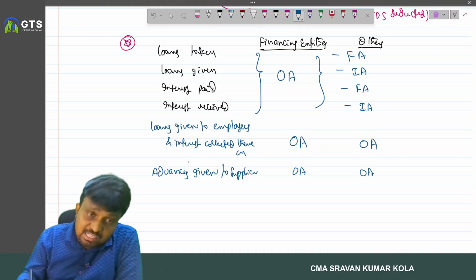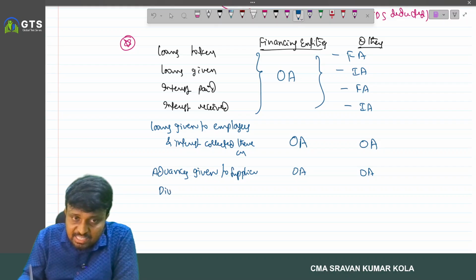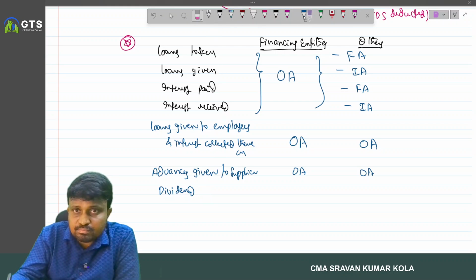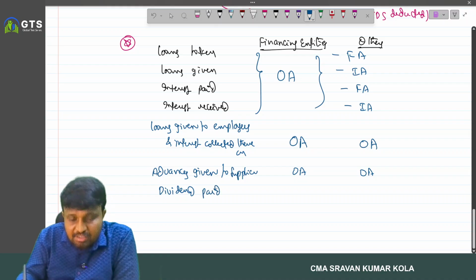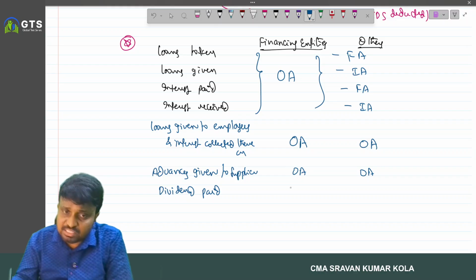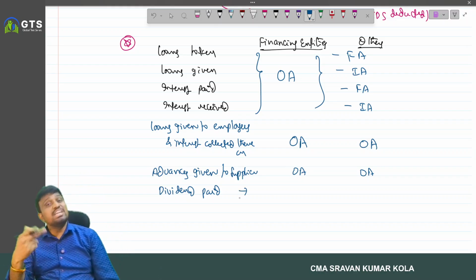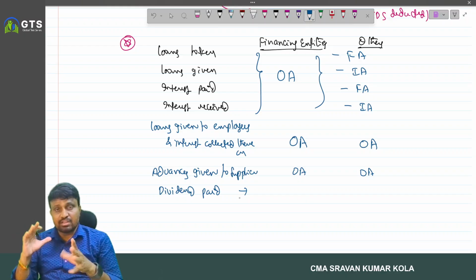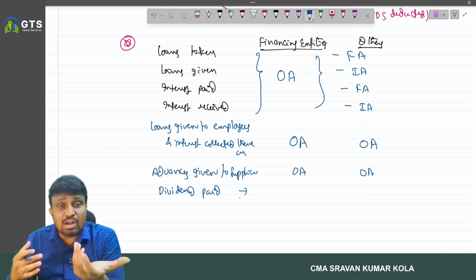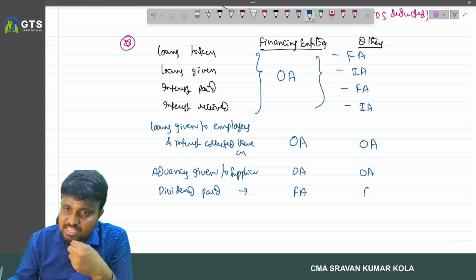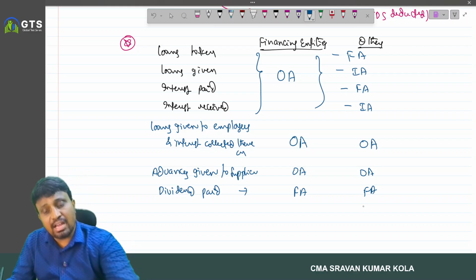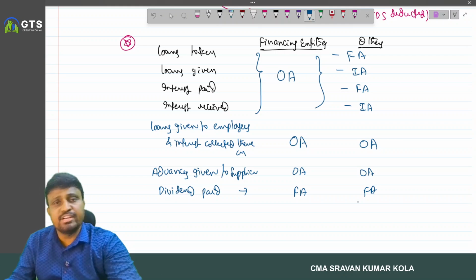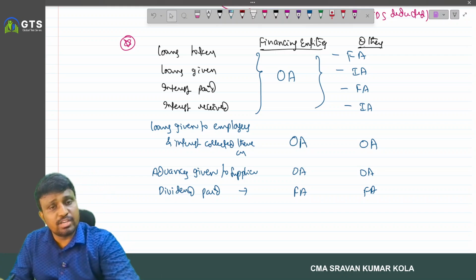And another one, for example, dividend paid. Whether it is a financing entity or any other, dividend paid, generally we pay dividend to whom? Equity shareholders or preference shareholders. Equity share capital is always a source of finance, and whatever dividend we pay is always treated as a financing activity, whether it is a financing entity or even others. Okay, so these are the important points, and you need to check whether it is a financing entity or others.